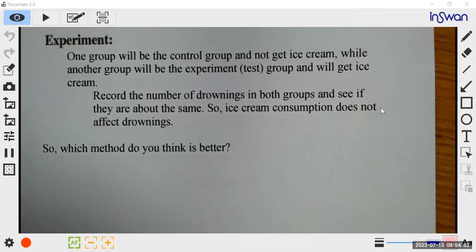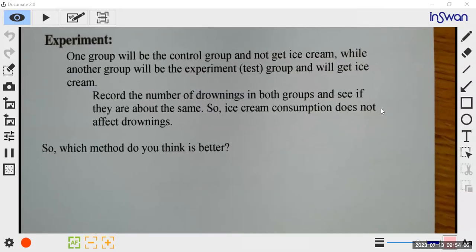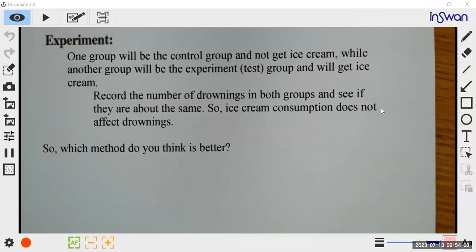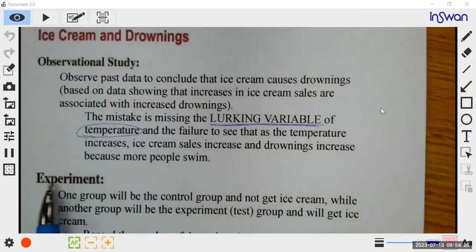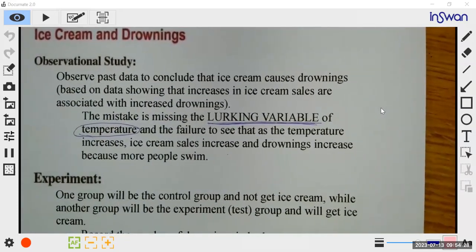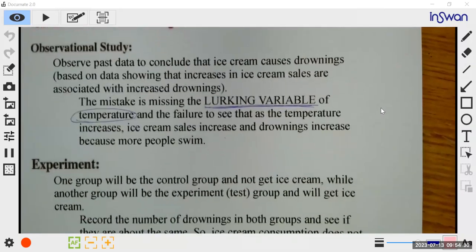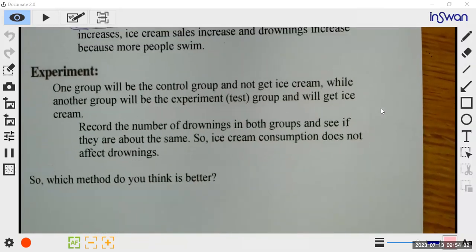So which method do you think is better, observational or experimental? And why? So what I'm saying is, which one of these two methods of research, the observational study or experimental study, is better? Experimental, because why?